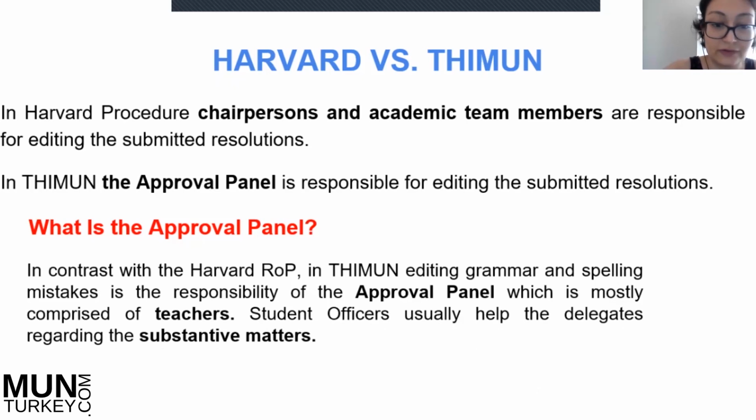In contrast with the Harvard Rules of Procedure, in THIMUN, editing grammar and spelling mistakes is the responsibility of the approval panel, which is mostly comprised of teachers. THIMUN conferences are generally attended by high school students. So THIMUNs are usually high school conferences. And in these conferences, the teachers of the students and maybe the teachers of the organizers gather and form a panel called the approval panel. And this panel edits all the grammar and spelling mistakes, which are actually called procedural amendments in the rules of procedure, of all the submitted resolutions from all the committees.